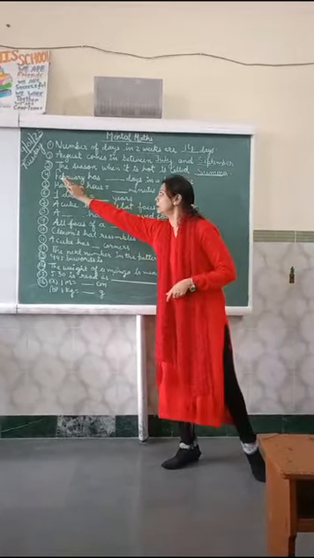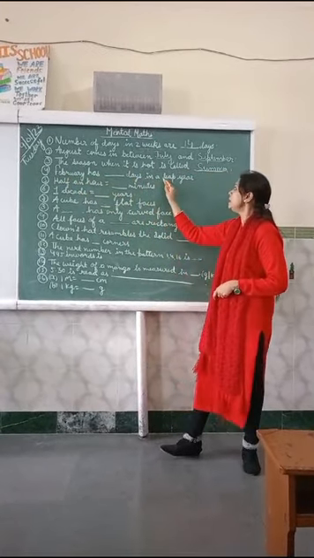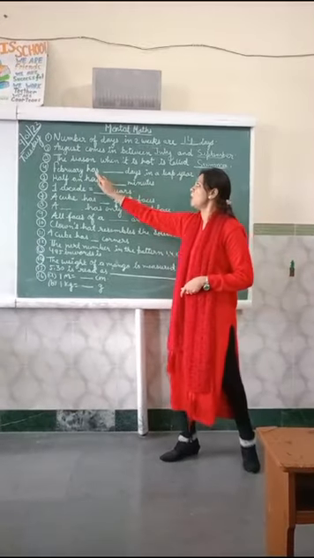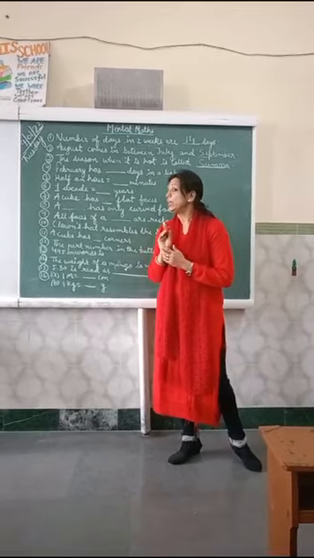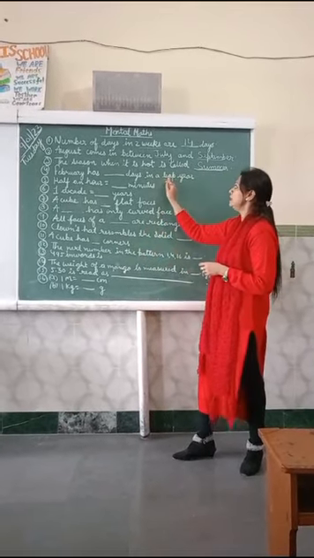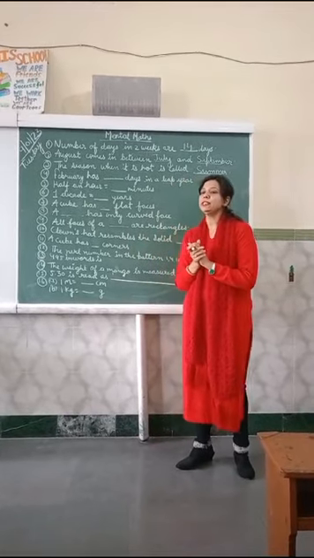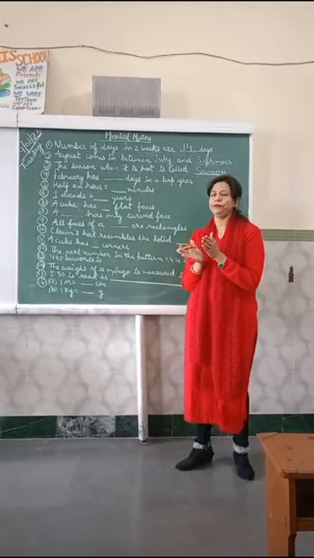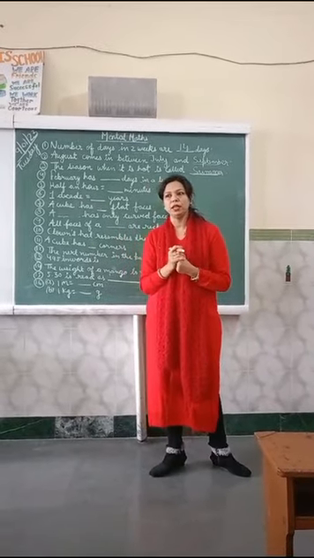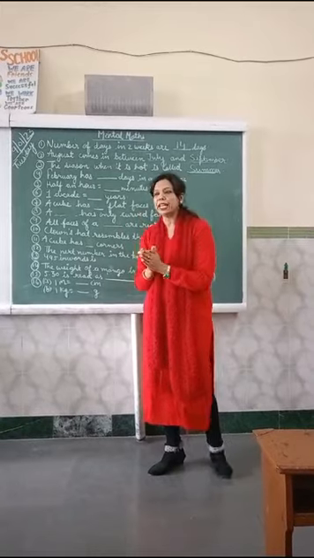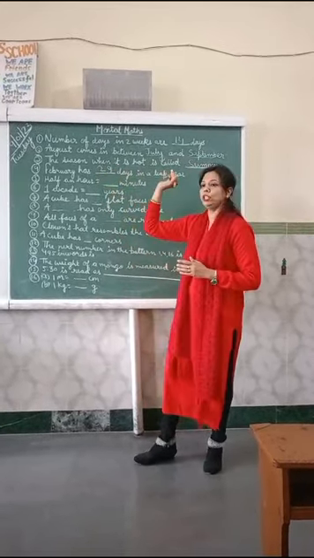Now come to the number four question. February has blank days in a leap year. Normally, how many days in February? 28 days. If the year is leap, just like 2024 is a leap year, how many days in the month of February? 29. That is 29. Very good. I think you all know about everything which I am going to teach you.